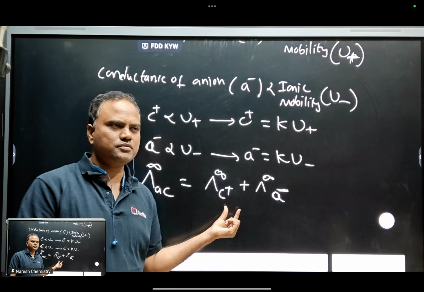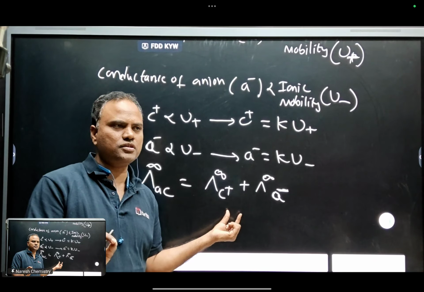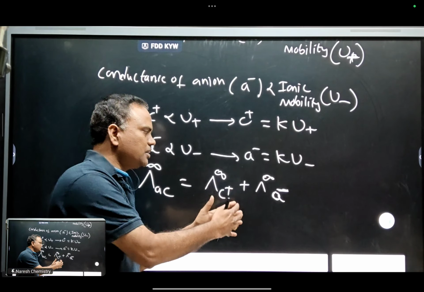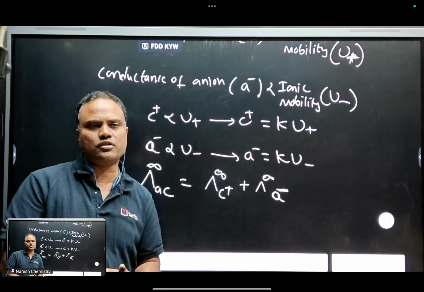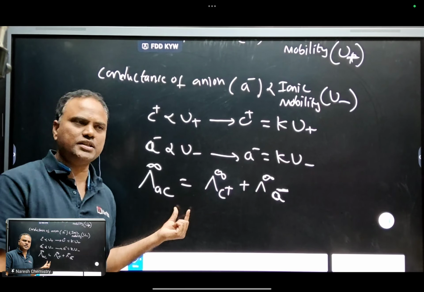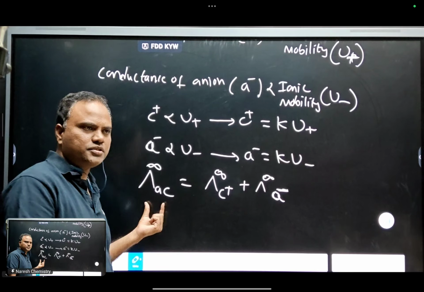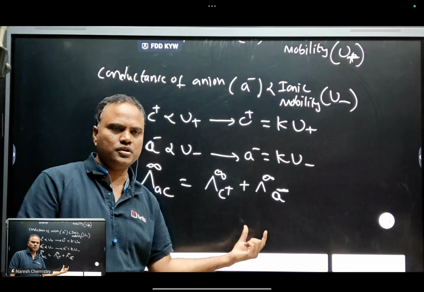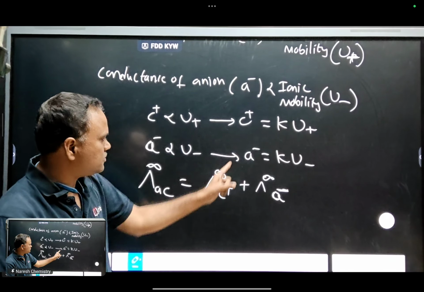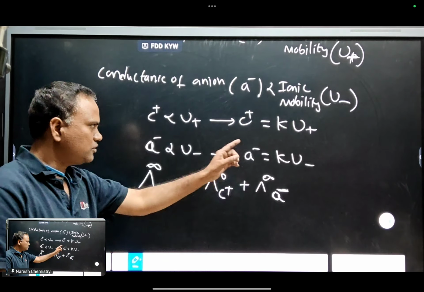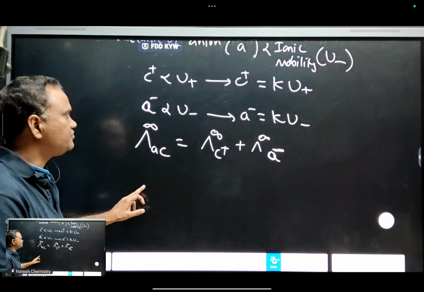What is lambda C plus? Conductance of cation. A minus, conductance of anion. Their sum is nothing but the conductance of the electrolyte. AC is the salt, like Na plus and Cl negative. Conductance of NaCl is equal to conductance of Na plus and Cl negative. Now you know these values. What is lambda C plus? K into U plus.